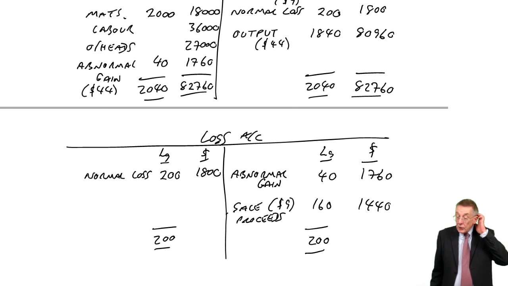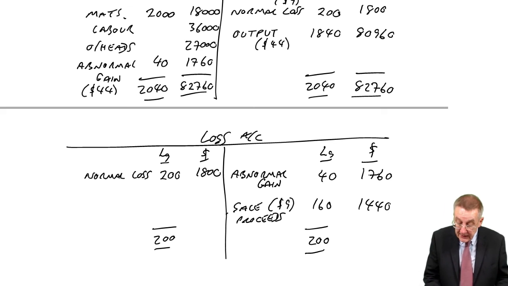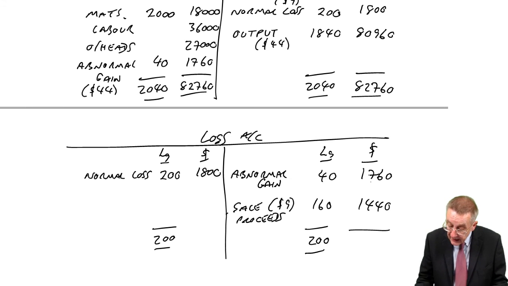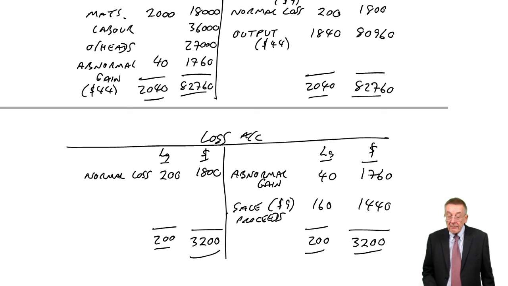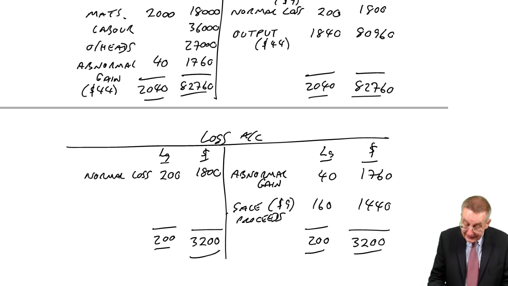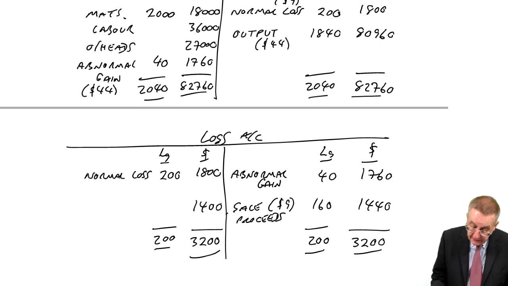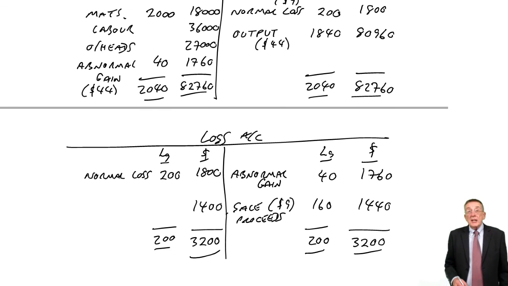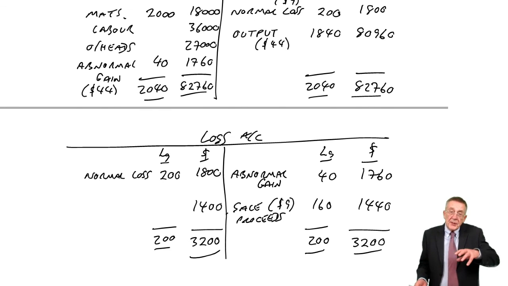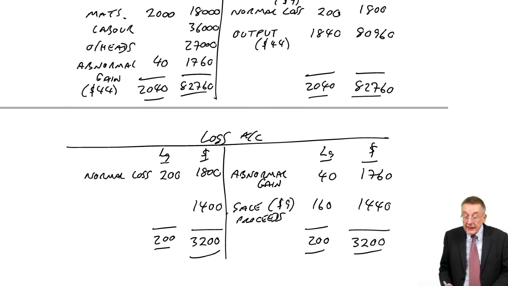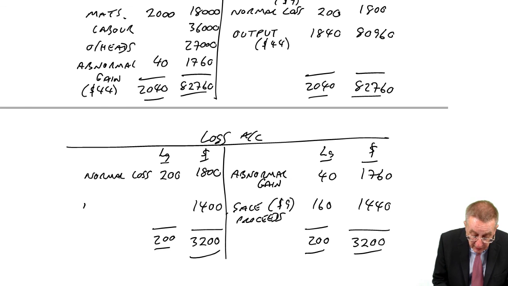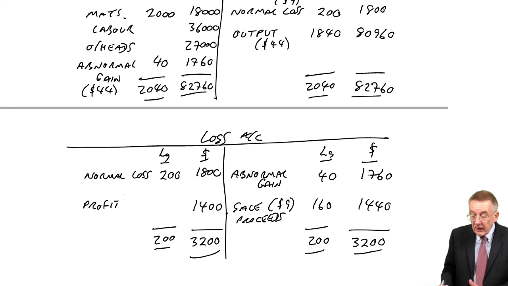Again, the figures don't balance, there's a missing figure, but this time the missing figure's on the debit side. This side adds up to 3,200. The missing figure is 1,400. And just as last time we had a missing figure, which was a little extra loss we'd made, here it's on the other side. This is a little bit of extra profit we've made, which would be added on to our profit statement.